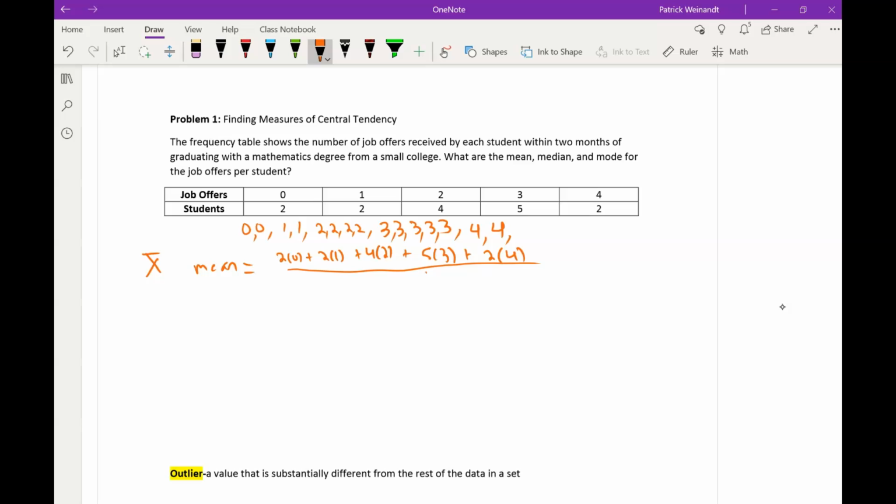There are 15 things. We're going to get 33 over 15, which is exactly 2 and 2/10. So that would be the mean.